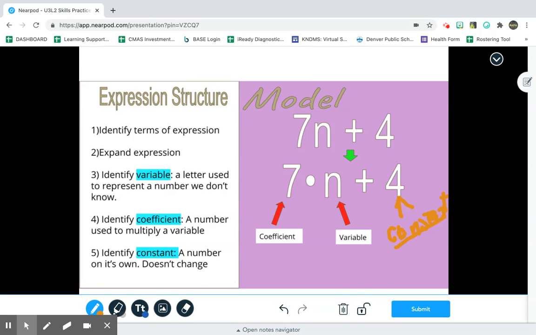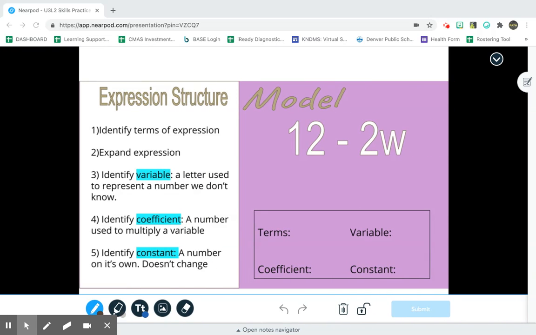Let's do some more practice on that to really ingrain what you're doing today for your work. As you can see here, here are the different parts. I identified the variable, which is n, the letter. The coefficient is the number being multiplied to the variable, which is 7. And the constant, which is the number that's by itself and is not going to change, is 4. This is what we're doing in today's work. Let's go through some examples. I want to identify how many terms I have, the variable, the coefficient, and the constant.